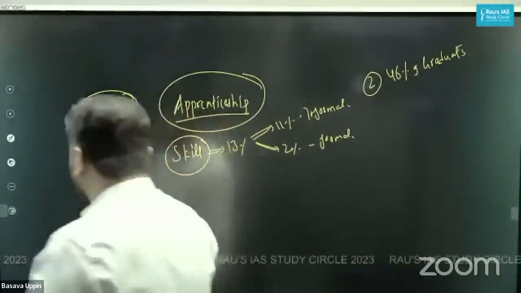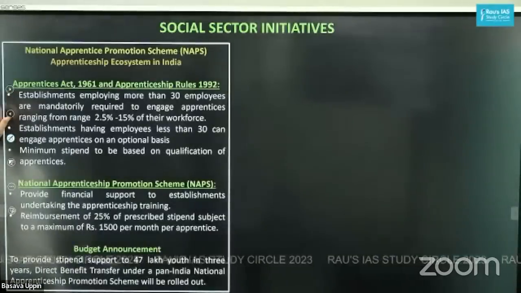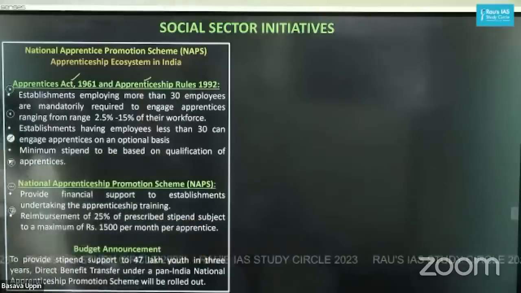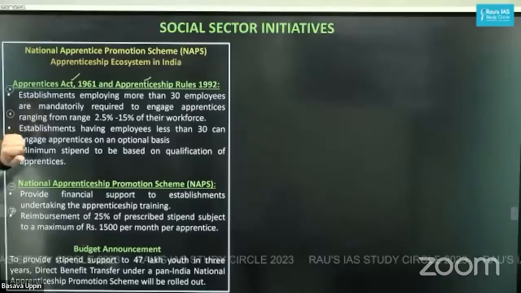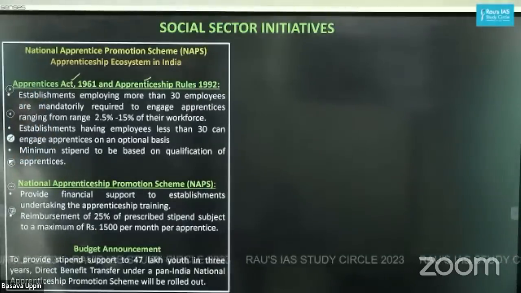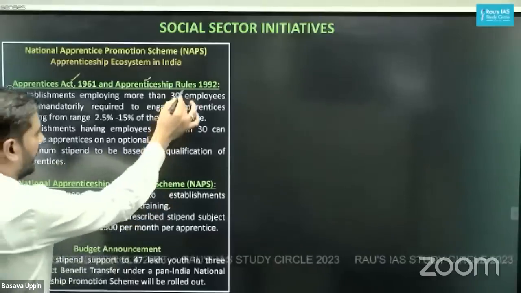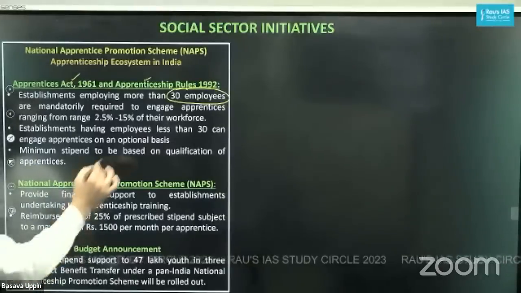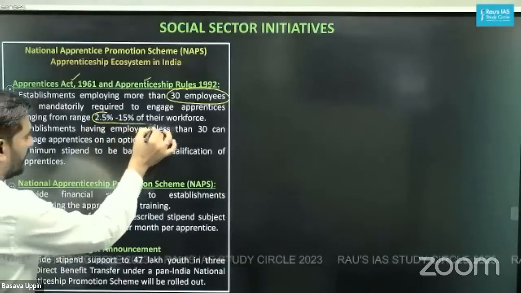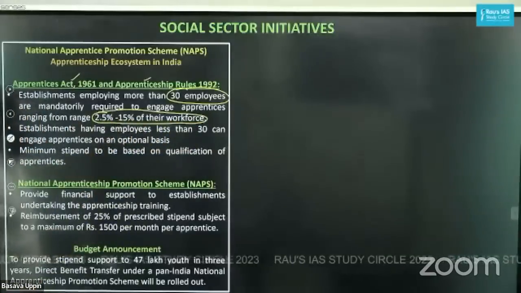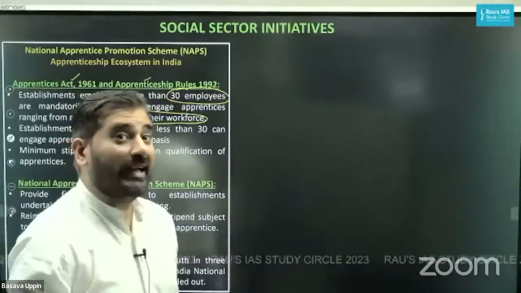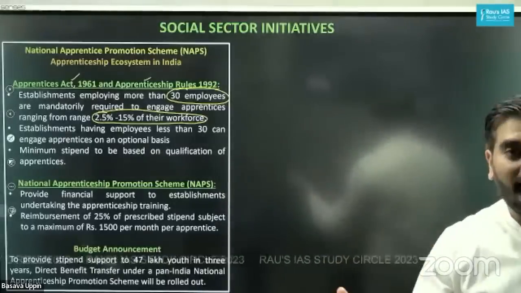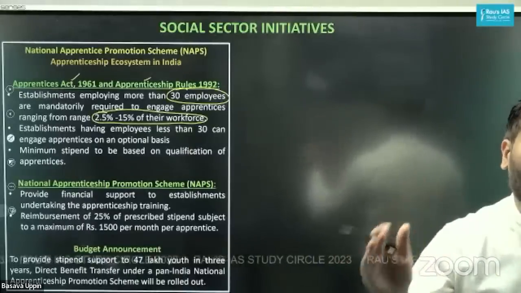So in India, we have an act called the Apprentice Act 1961 and Apprenticeship Rules 1992. As per this act and these rules, all establishments employing more than 30 employees are compulsorily required to hire apprentices in the range of 2.5 to 15% of their workforce. It is not flexible. It is mandatory. Compulsorily, they have to hire apprentices.